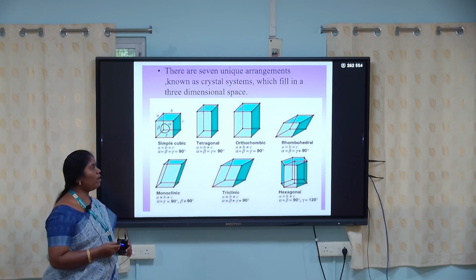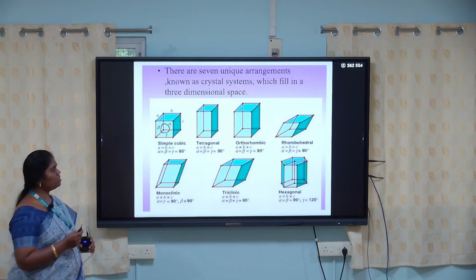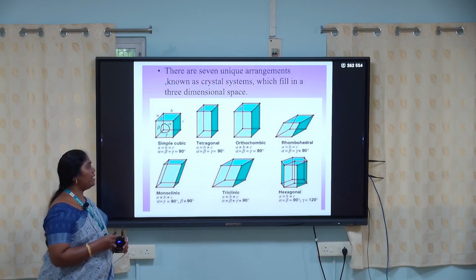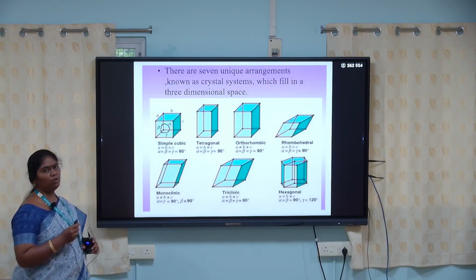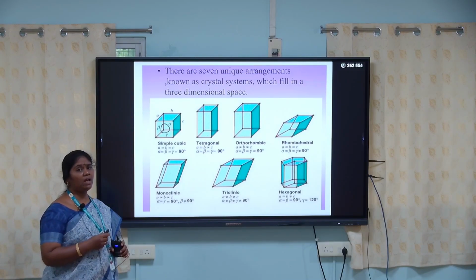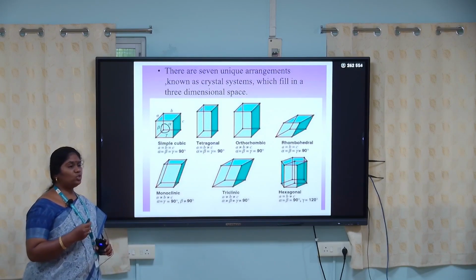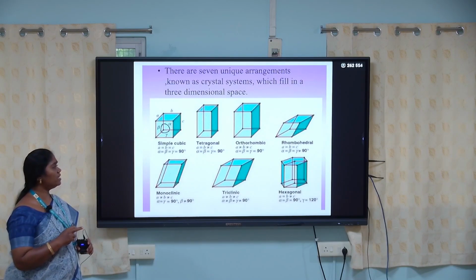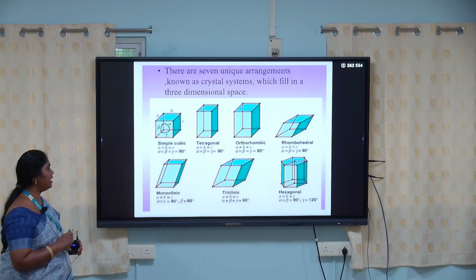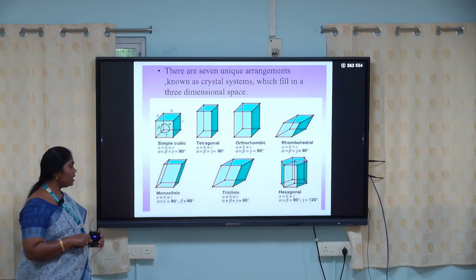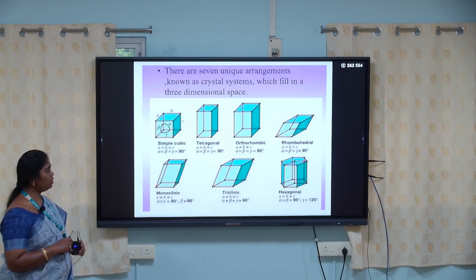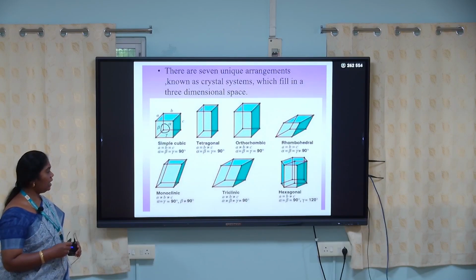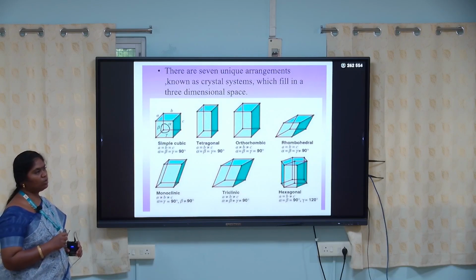If you take the rhombohedral, A is equal to B is equal to C, so the 3 faces are equal, and alpha is equal to beta, but gamma is not equal to 90 degrees. If you take the monoclinic system, the 3 faces are not equal, so A is not equal to B and B is not equal to C, and the angles alpha and gamma are 90 degrees and beta is not equal to 90 degrees.